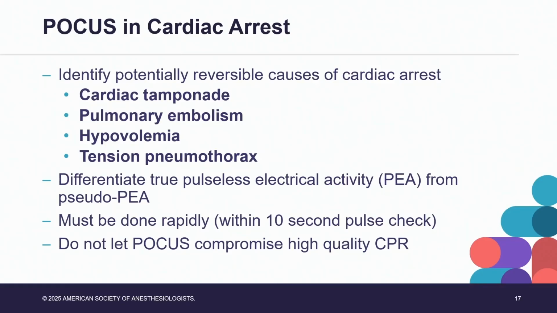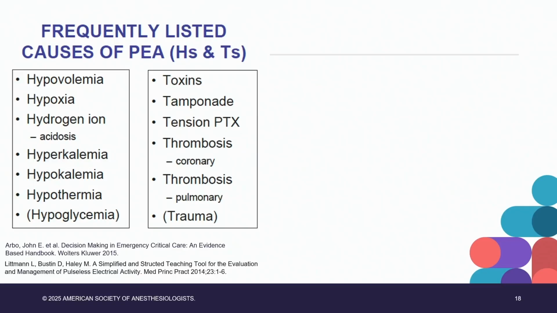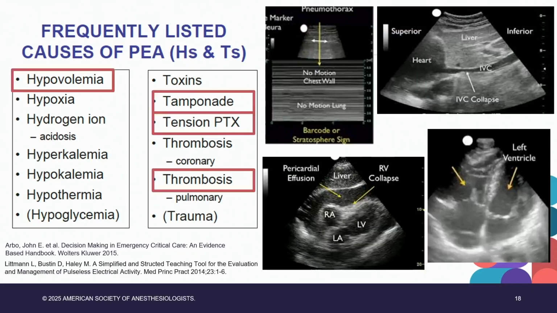If we do POCUS in cardiac arrest, it must be done rapidly. It needs to be done within the 10-second pulse check, and we don't want to let POCUS compromise our high-quality CPR. Here's a list of the H's and T's for evaluating the causes of PEA and cardiac arrest. So again, remember, hypovolemia, tamponade, tension pneumothorax, and thrombosis can be diagnosed with POCUS and likely change management.